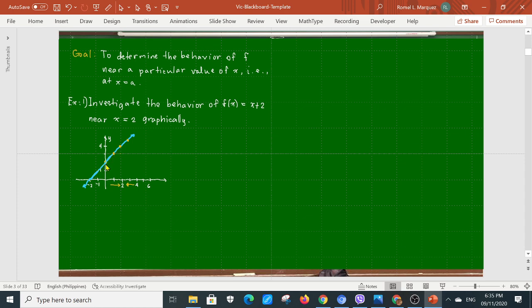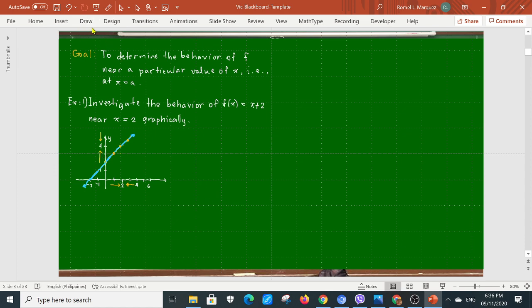As I travel from the left along the line, what do you notice? Where does the value of y go? Yeah. It seems that it goes to 4, no? What about from the right? Travel. Notice that from the right, it seems that it also goes to 4, no? So that behavior is described by what we call limit.